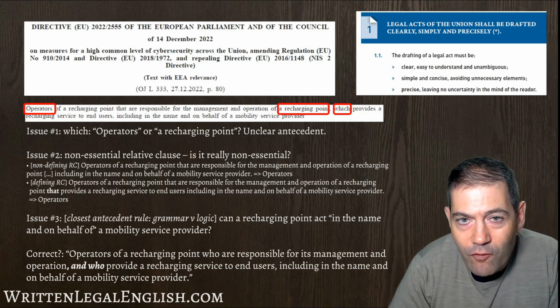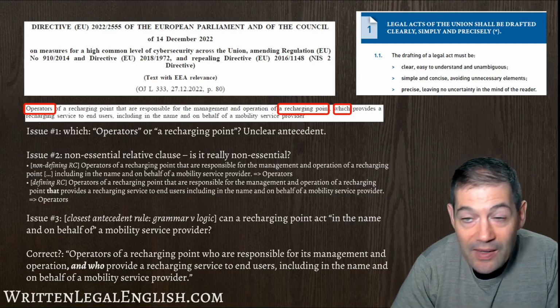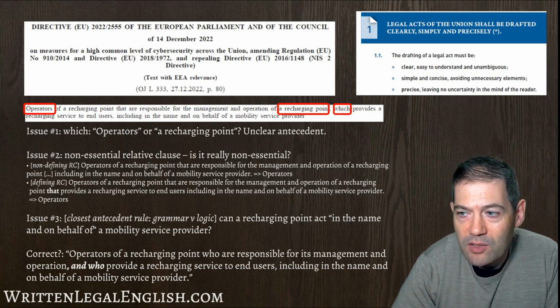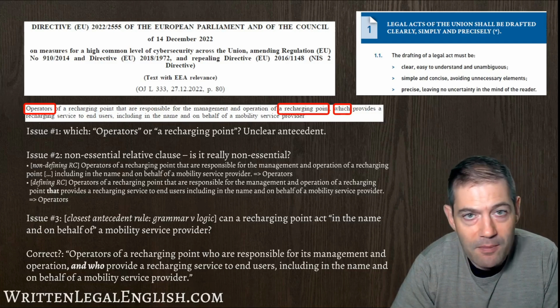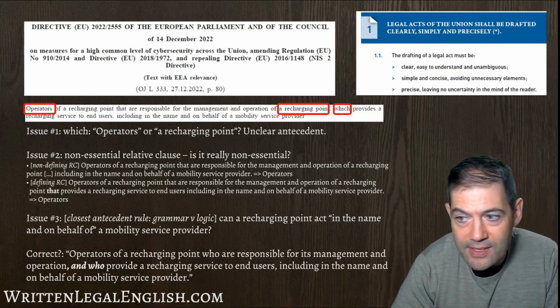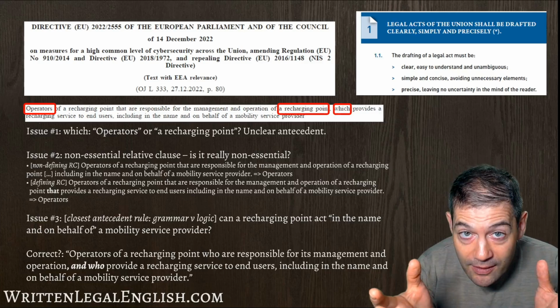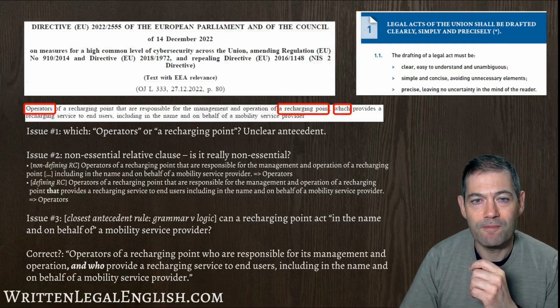If it followed point 1.1 up there, that the drafting of a legal act must be clear, easy to understand and unambiguous, which this clearly isn't, simple and concise, avoiding unnecessary elements, which this doesn't, at least may not do, and is precise, leaving no uncertainty in the mind of the reader, where I have nothing but uncertainty in my mind as regards this text.